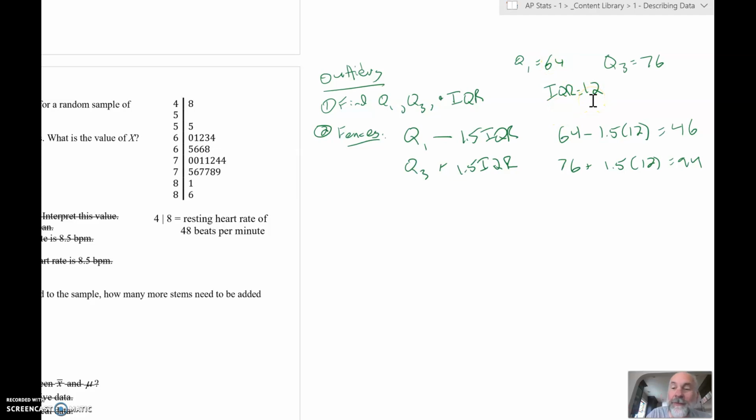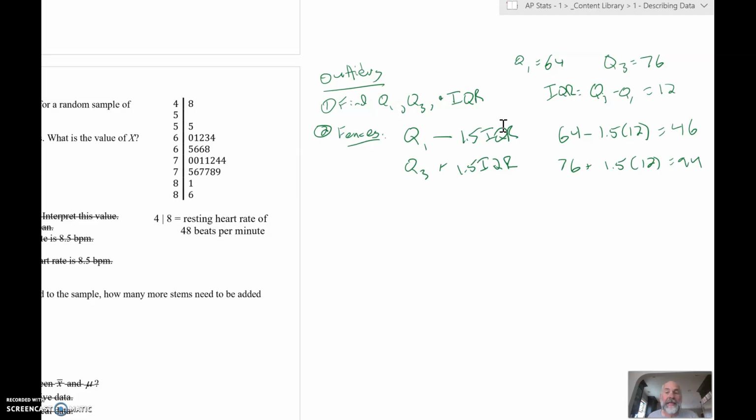IQR is just the difference between them. I'll even write that down just to remind you: Q3 minus Q1. It's how far apart the quartiles are, so you're just subtracting them. They're 12 apart. And so you go from Q1 and you say, how low does it need to be to be an outlier? Well, you go 1.5 IQRs down. And then you do the same thing on the high end. You go from Q3 and go 1.5 IQRs up.